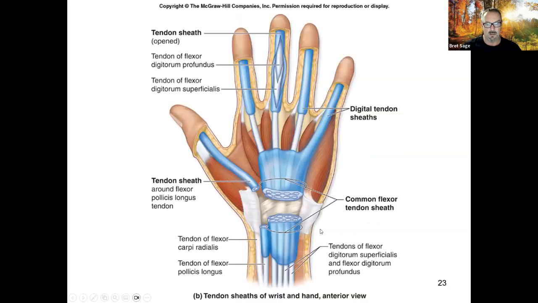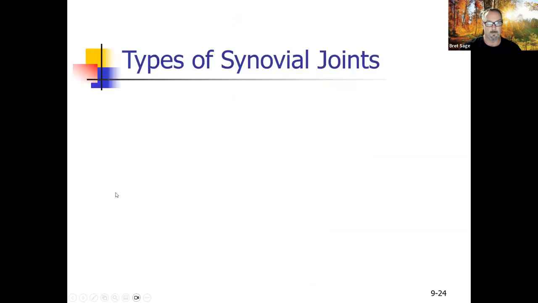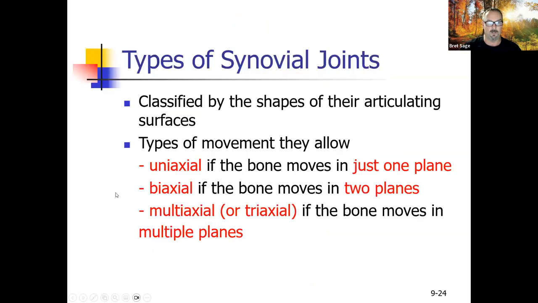So this shows you the common flexor tendon sheath. These are the tunnels and the carpals are right underneath it. So if you inflame these tunnels, it's called carpal tunnel syndrome. You can see the tendons of the flexor digitorum superficialis and flexor digitorum profundus, all of which are sliding through these tunnels. What are some different types of synovial joints?